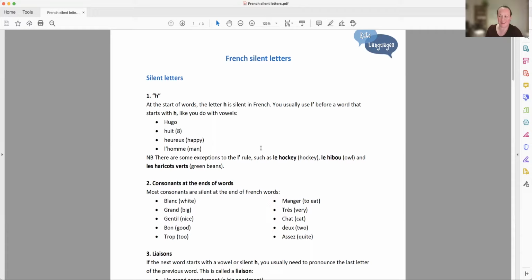Okay, so the L is almost like the first sound of the word. So you don't leave a gap between the L and the om. It's just l'homme, meaning man. So again, Hugo, huit, which means 8, heureux, which means happy, and l'homme, which means man.